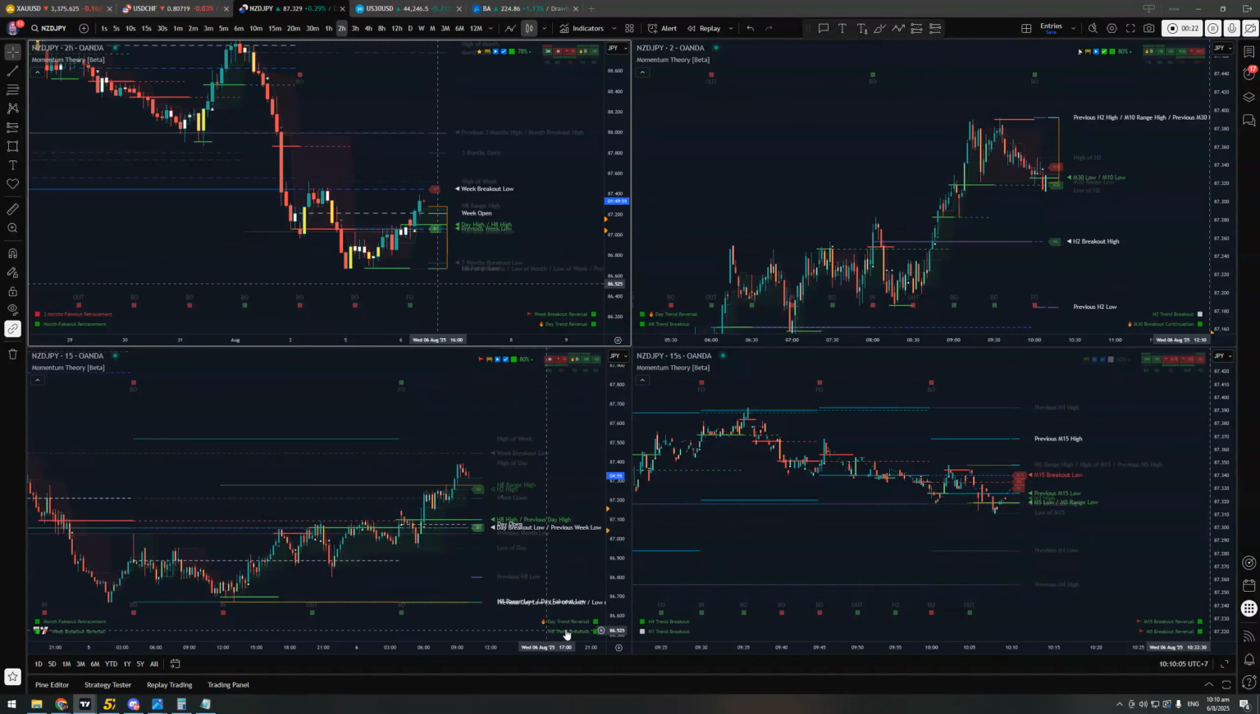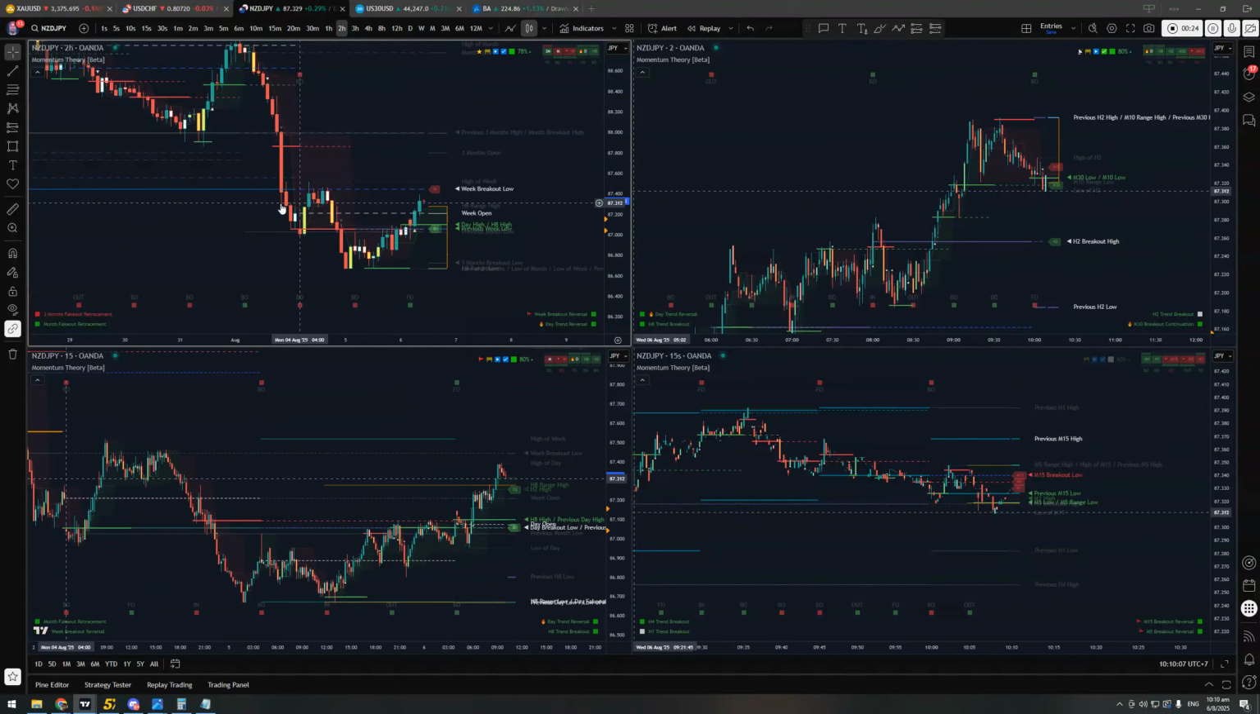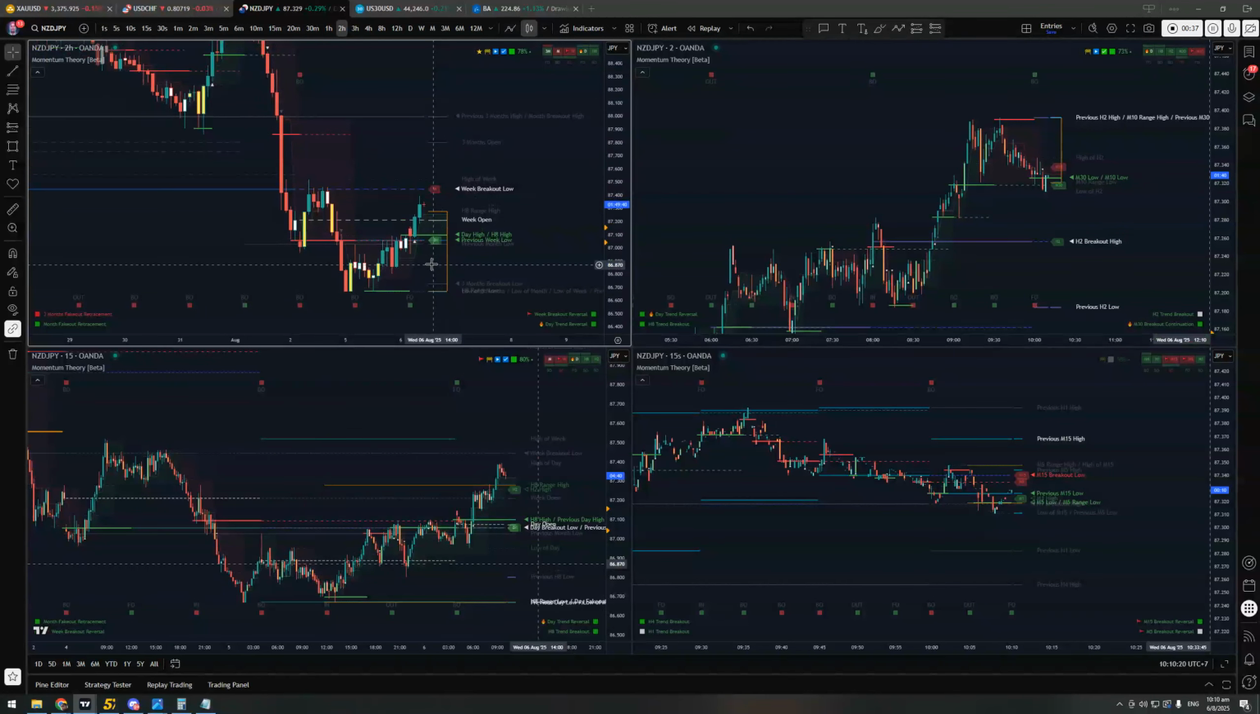Daily is in a trend reversal. H8 is in a trend breakout. Weekly as well, breakout reversal. We broke out below, faked out the previous week low right here. Traded below that for quite some time, got rejection on the daily, flipped the daily breakout level. So I do expect this to continue back up.